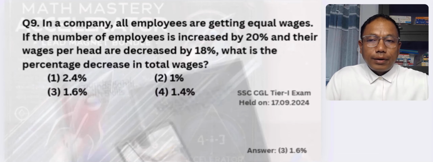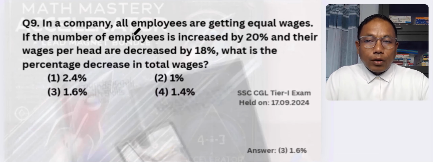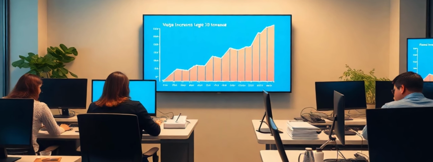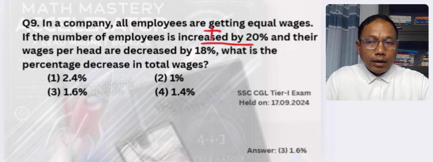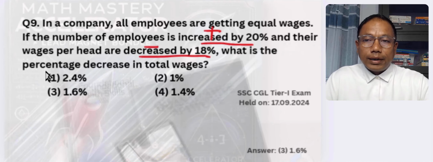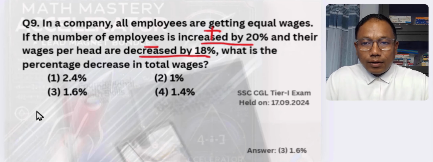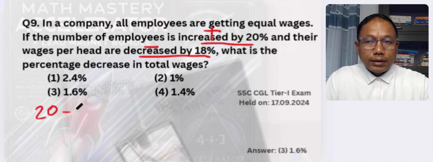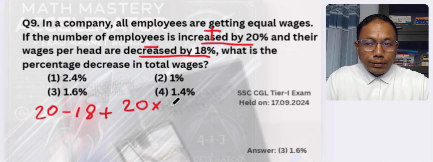Next question. Question number 9. In a company, all employees are getting equal wages. If the number of employees is increased by 20%, this is plus. And their wages per head are decreased by 18%, this is minus. What is the percentage decrease in total wages? 20 minus 18 plus 20 into minus 18 by 100.